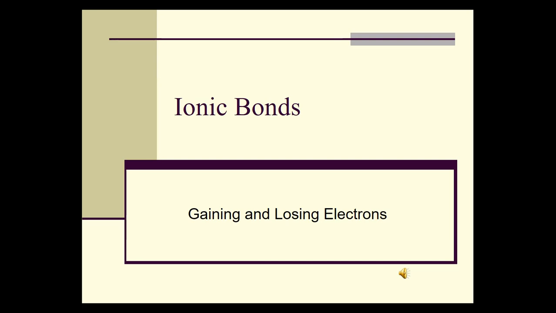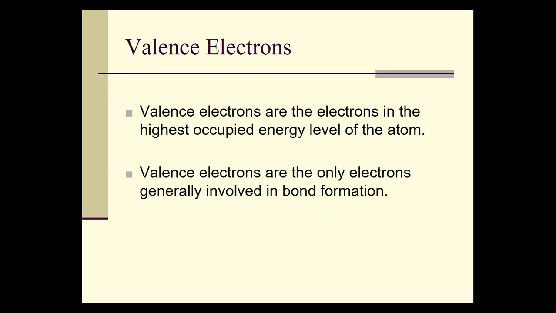So one of the ways that you can do that is by transferring electrons. So ionic bonds is going to be the gaining or losing of electrons in order to become more stable. So again, we're talking mostly about valence electrons. Remember, valence electrons are electrons that are in the outer or highest occupied energy level, the outer shell. And valence electrons are the only electrons generally involved in bond formation.